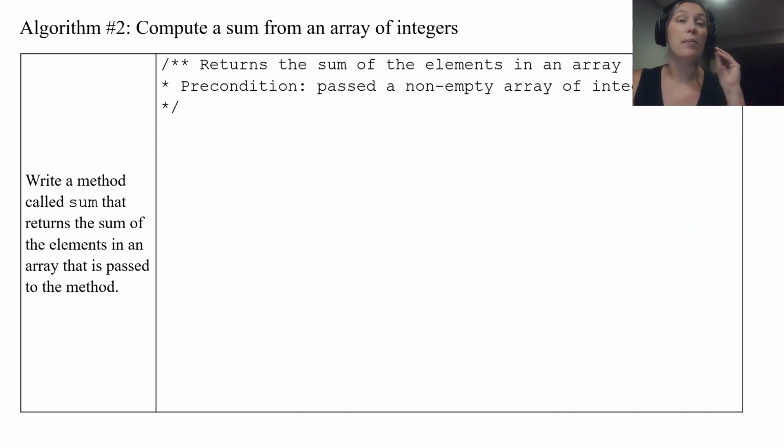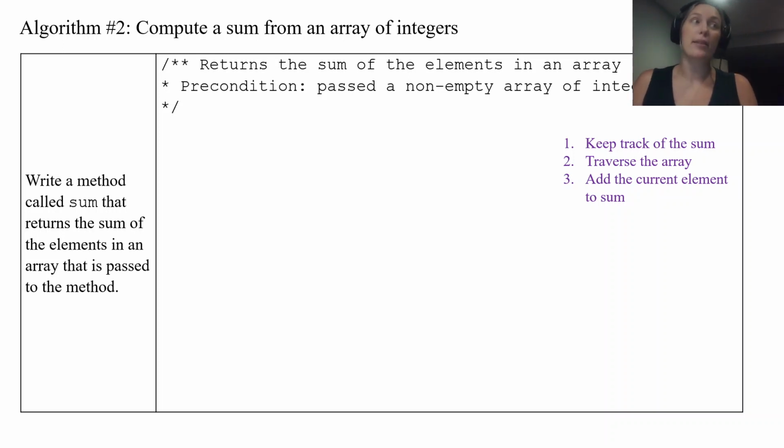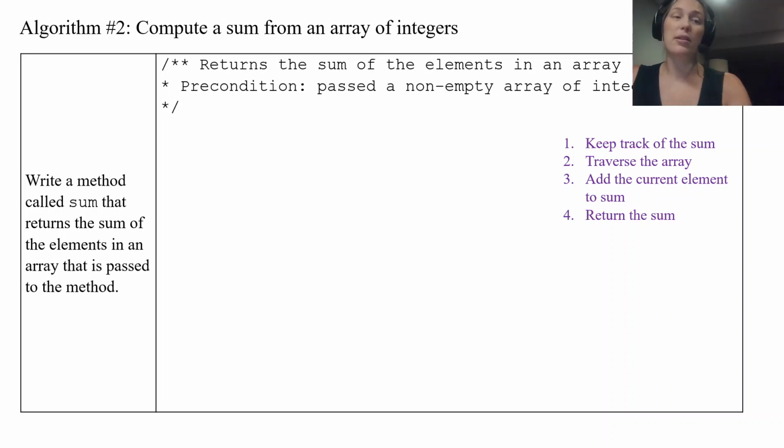So this is compute a sum from an array of integers. And if I'm remembering correctly, I think we did this in class earlier as well. So we'll just kind of repeat it here because it is a very common algorithm. If we have an array of integers, we want to be able to compute a sum. Okay. So what are the steps? Well, we need a variable to keep track of the sum. We need to traverse the array, add the current element to the sum. We don't have to check anything because we're adding every element to the sum. So we just add the current element to the sum, and then we return the sum. Okay. Pretty straightforward algorithm here.